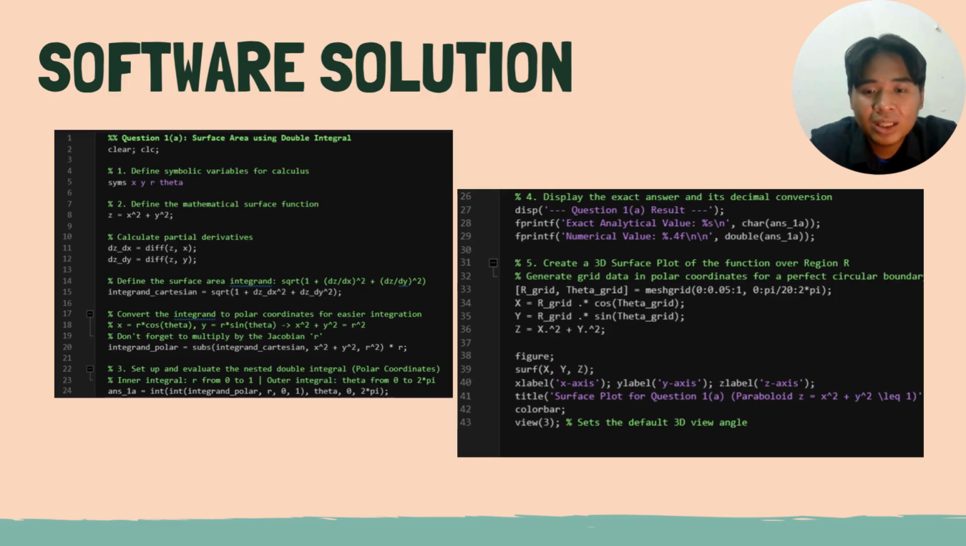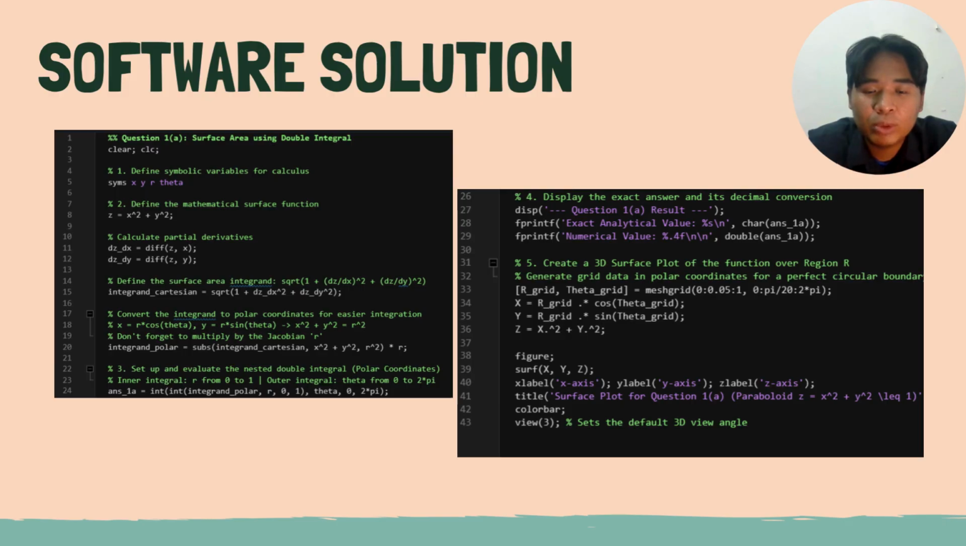Display prints a little chart, convert to the symbolic answer into text format, double convert the symbolic answer into a decimal number. F prints the result neatly on the screen. So in line 33, the meshgrid function creates many points. So these points are used to generate the 3D space plot.